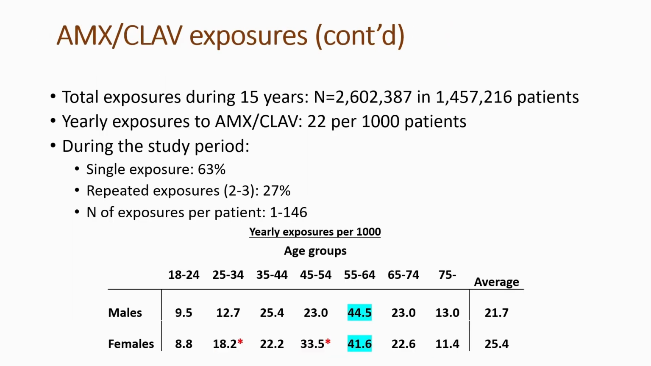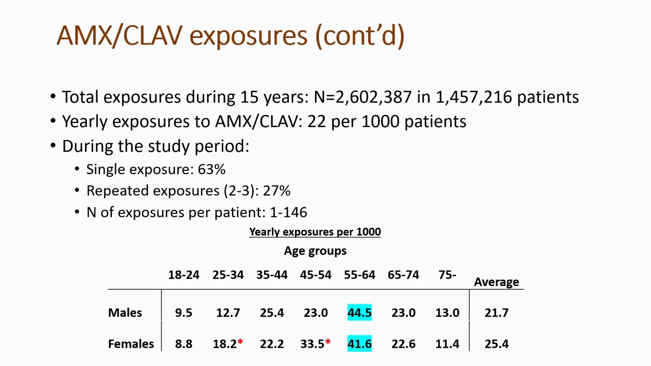Using the algorithm, we identified 2.6 million amoxicillin clavulanate exposures over 15 years in 1.4 million unique patients. Yearly exposure was 22 per 1,000 patients. During the 15 years, 63% had a single exposure, while 27% had 2 to 3 exposures.